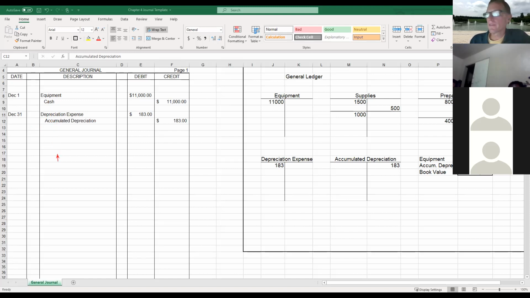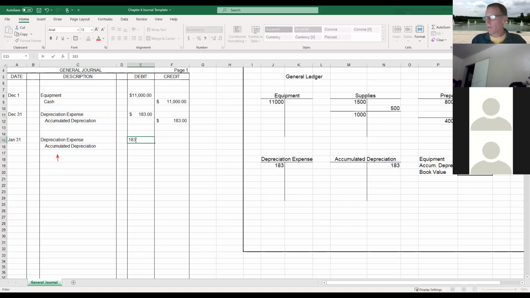So let's say now we're in the month of January. We need to do another adjustment because we've used 1 more month of the equipment. Well, guess what? We're going to have the exact same entry. It's still going to be depreciation expense, credit accumulated depreciation, and it's still going to be for $183.